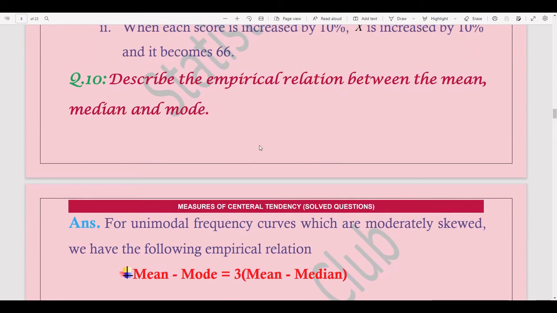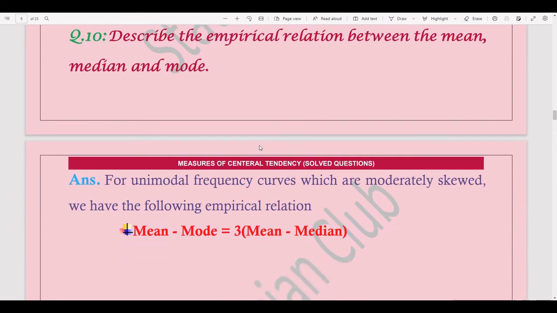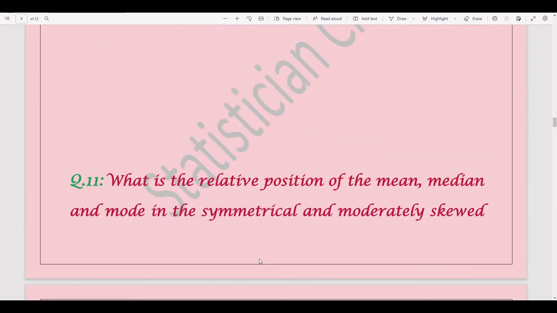Describe the empirical relation between mean, median and mode. Here is the empirical relation for a unimodal distribution. Unimodal means a distribution which has only one mode. So mean minus mode is equal to 3 times (mean minus median). This is the empirical relation for unimodal curves which are moderately skewed. Moderately skewed means it will be positively skewed or negatively skewed. So mean minus mode is equal to 3 times (mean minus median).